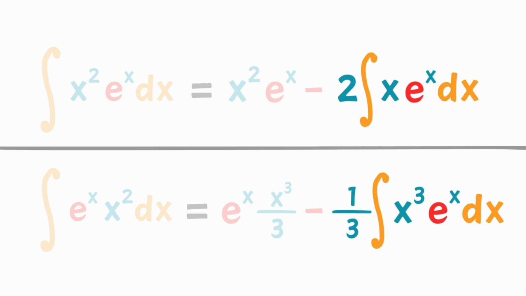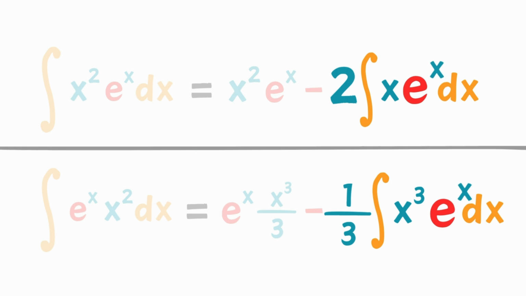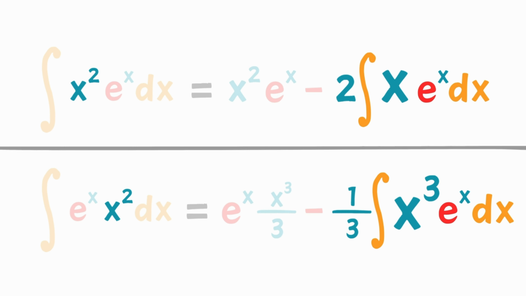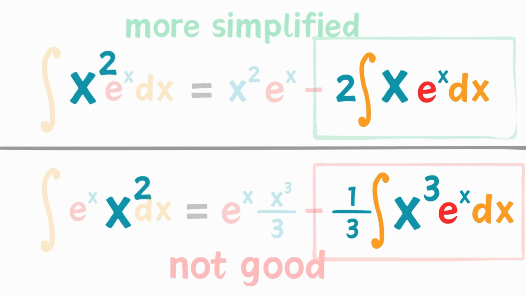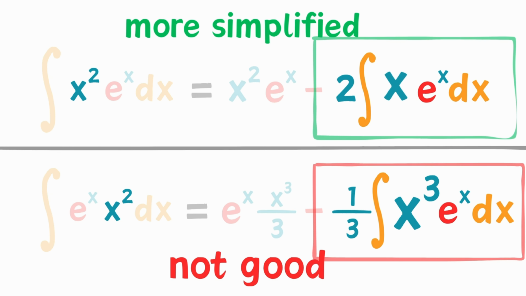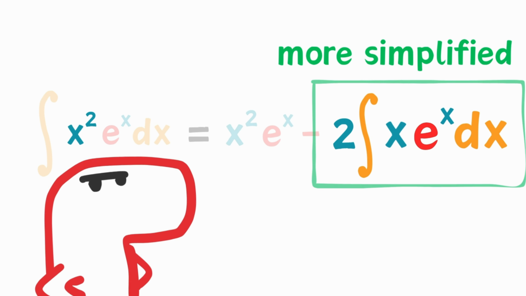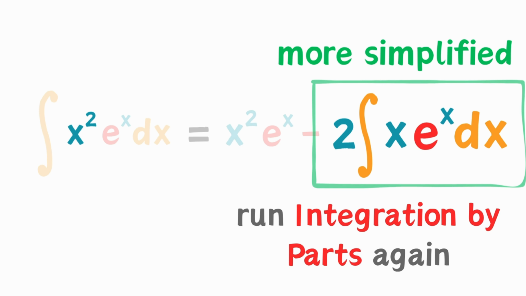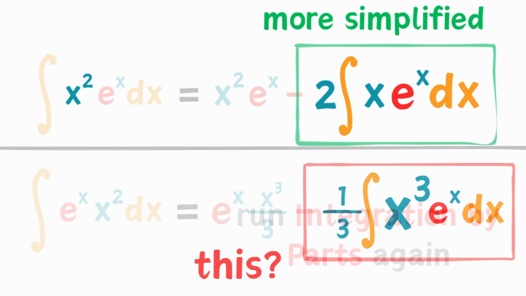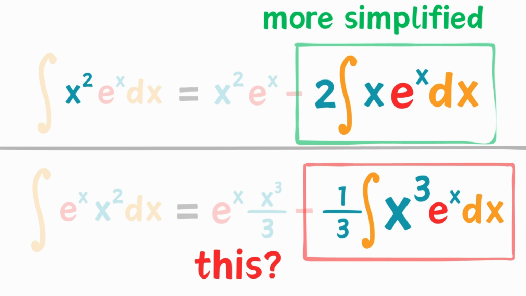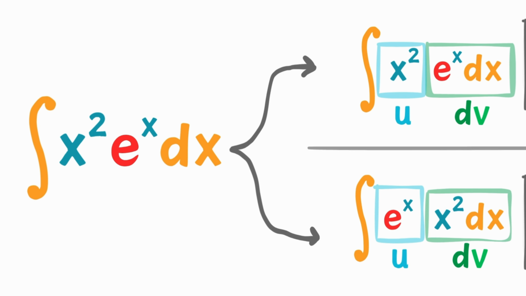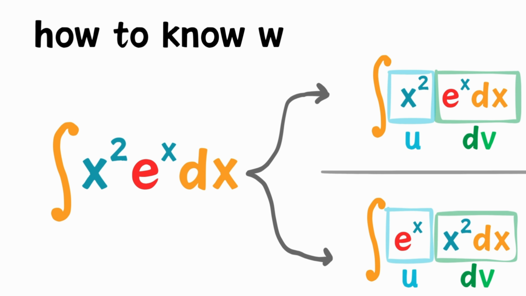As you can see, what we pick is pretty important. While both integrals are multiplied by a constant and have e to the x, one is much simpler than the other. The original integral started with an x squared, and the top has an x, compared to the bottom, which has an x to the power of 3. Now, you may be thinking that this integral is still not looking too great. To solve it, we'll have to run integration by parts one more time, but it's much closer to the solution than the other option. All that to say, how do we pick what to use for integration by parts?